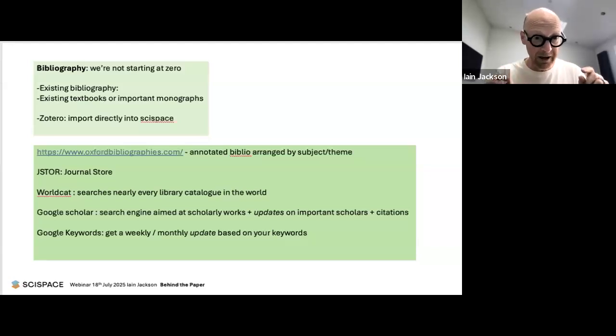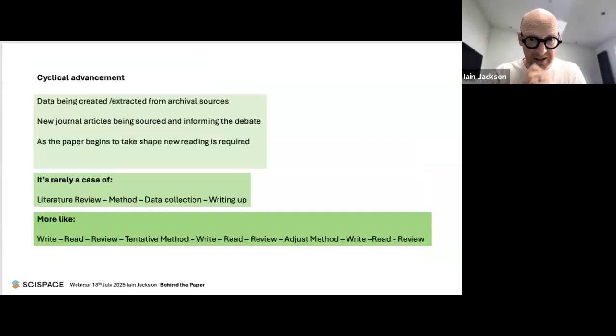I also log my own name in there. So if anyone's referencing me or writing about me online, I get an update so I can respond to it quickly. I recommend you do the same. Follow the key scholars who you're interested in, get updates on their work. And if they publish something interesting, you know about it immediately. And then you can start to read it and process it. So this is a cyclical advancement.